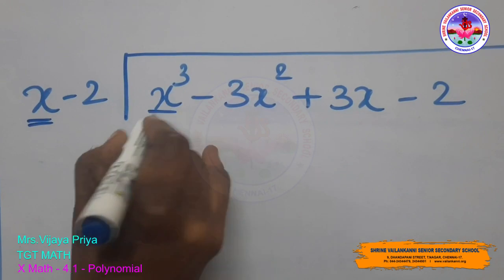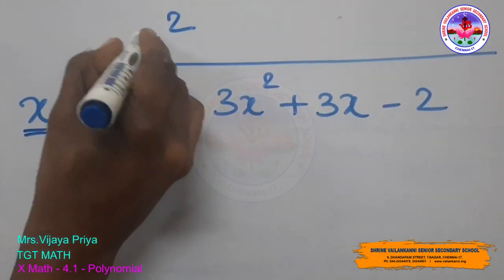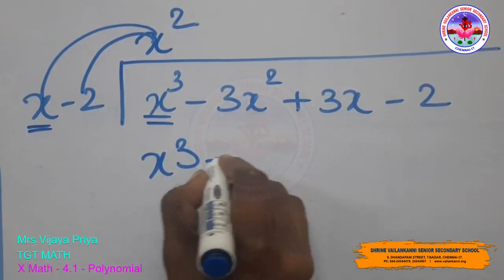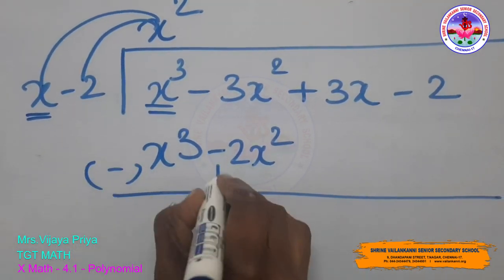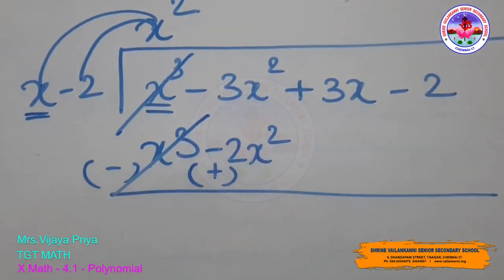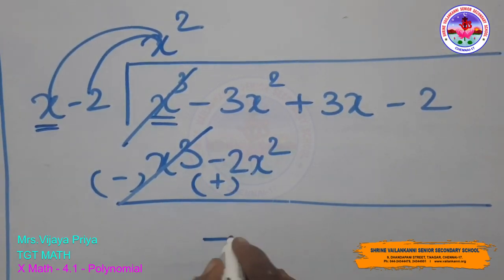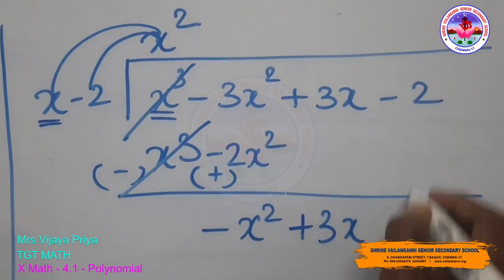Now looking to the first term of each case, so I should multiply x squared with x, I will get x power 3, x squared into minus 2, so I will get minus 2x squared. Solving, so minus plus, plus x cube minus x cube gets cancelled, minus 3x squared plus 2x squared, minus x squared, bringing here 3x and minus 2.